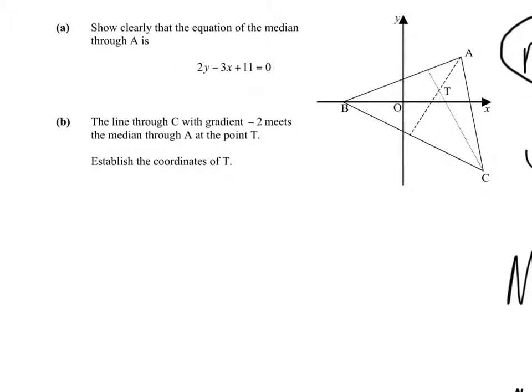The question asks us to establish the coordinates of T, this point here, which is the point of intersection of the median that we have just worked out and this new line. In order to find the point T, we'll need to solve simultaneous equations, which means we will first need to determine the equation of this straight line. Since we know it passes through point C and we're given the gradient is -2, that should make it a fairly straightforward process. So we'll do this over here, writing down the things that we do at the start.